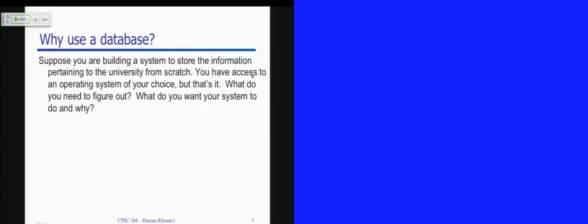Suppose you're building a system to store information pertaining to a university from scratch. You have access to an operating system of your choice, but that's it. You'll have keyboard, mouse, and everything, but that's it. What do you need to figure out, and what do you want your system to do and why? So if you don't know your neighbors yet, just introduce yourself and start talking about this, and we'll talk about it as a class in a few minutes.